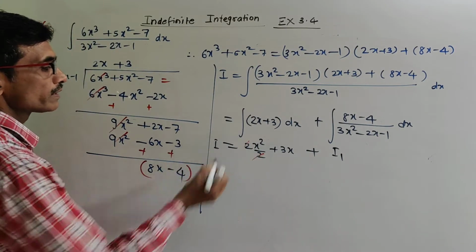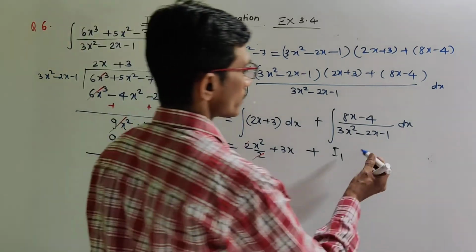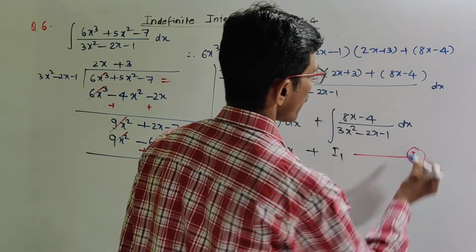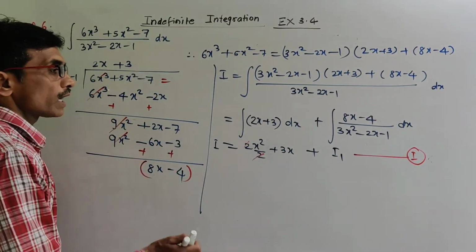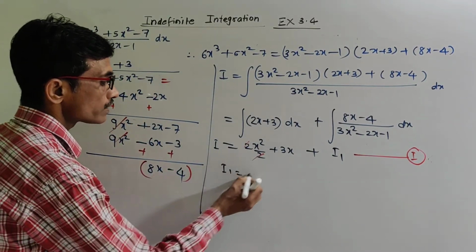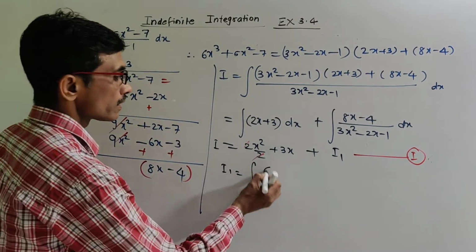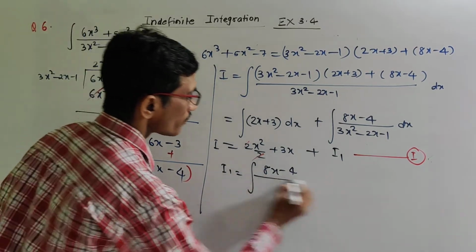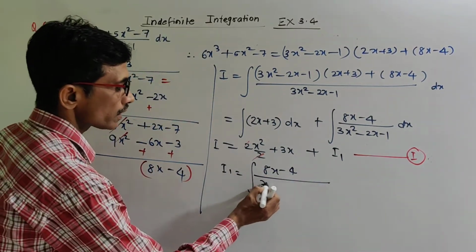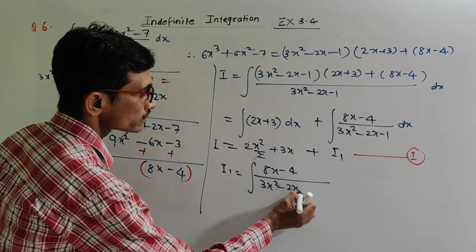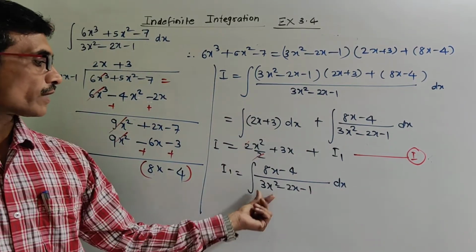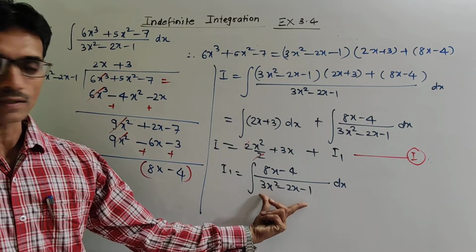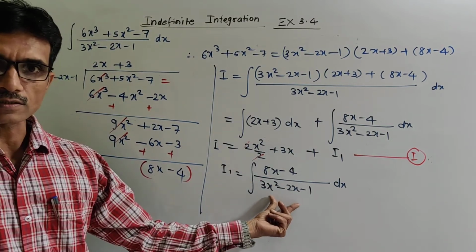Here it is our integral I. We denote it by I1. This is the first equation. Now I1 we evaluate. What is our I1? I1 is equal to integral of (8x − 4) upon (3x² − 2x − 1) dx. Now first of all we find the factors of this denominator and put in the partial fractions and evaluate it.